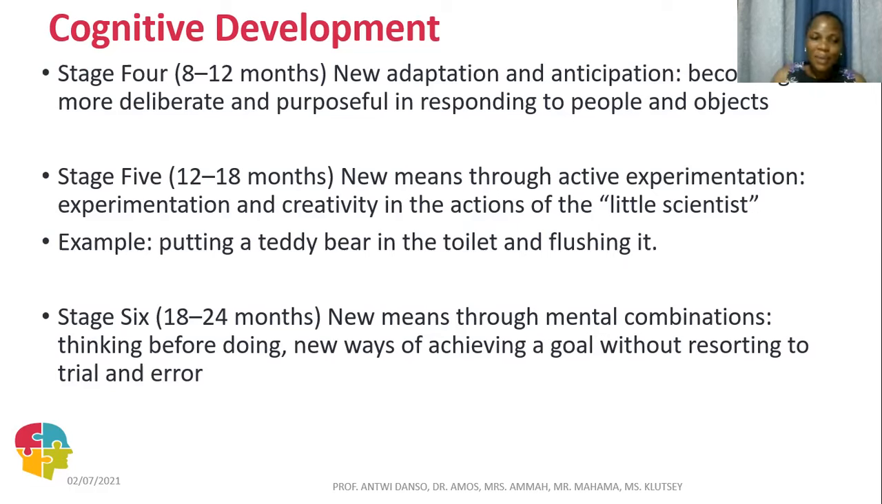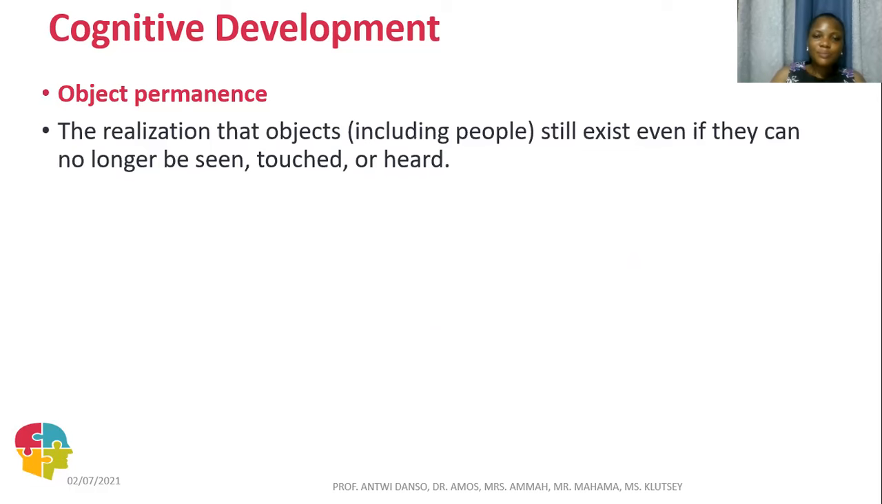They are experimenting. By age 2 years, they learn to do some mental combinations. So they think, yes, now they begin thinking before they do. They know that the last time they put their mother's phone in water, their mother beat them. So the next time they are likely not to do it. They don't do trial and error. They think through their actions before doing.